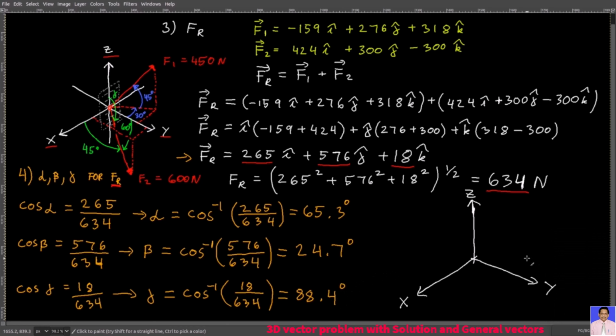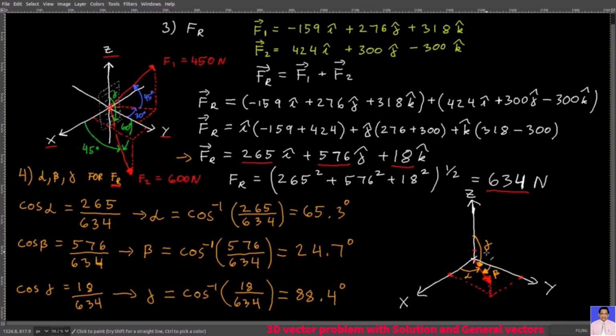And so we can try to visualize that vector. This is its x component, 265. Then this is its y component, 576. And this is its z component, 18. And so your FR vector ends up being somewhere here. Then this would be alpha, which is 65.3 degrees, which also visually makes sense. Then this would be beta here, which is 24.7 degrees. Also visually, it makes sense. And then finally, this is your gamma, 88.4 degrees.